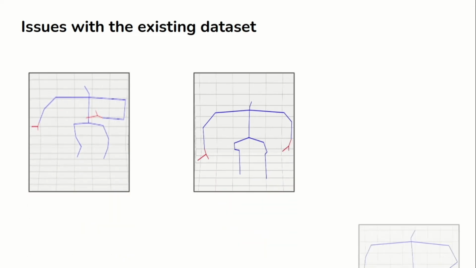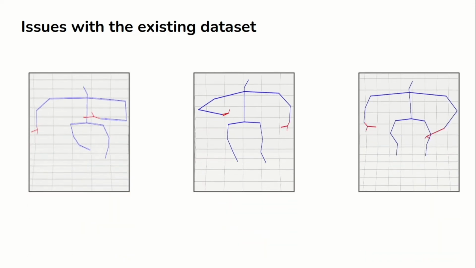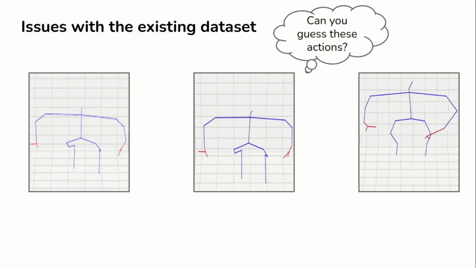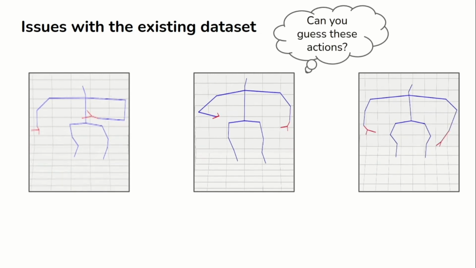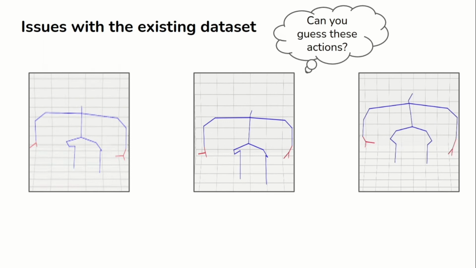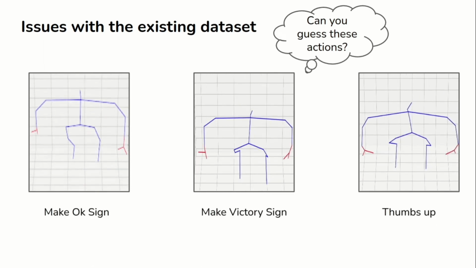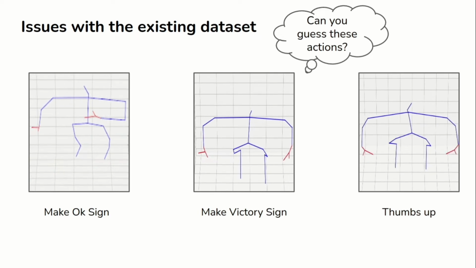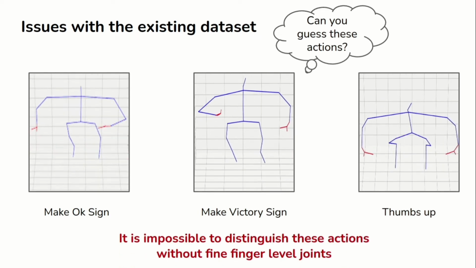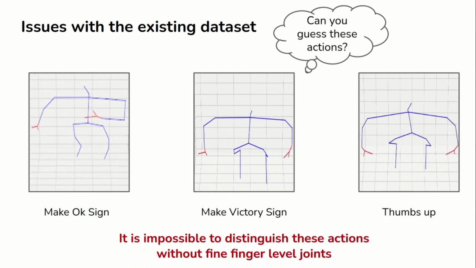Here are a few of the skeleton sequences from this dataset. Can we identify these actions? We cannot. Even after looking at the action label, we cannot tell these actions apart from each other. It is impossible to distinguish these actions without fine finger level joints.